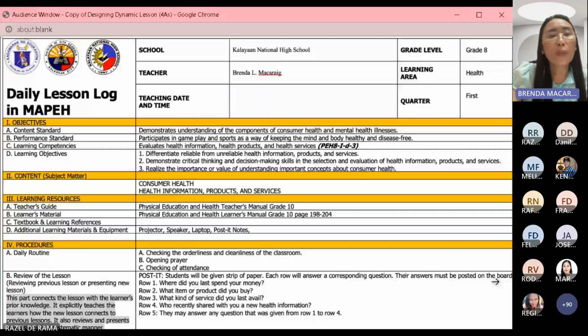Next, we have yung part 4, procedures. So this is all about the daily routine. Okay? So meron tayong daily routine, and then letter B, yung review of the lesson. So reviewing previous lesson or presenting new lesson. So this part connects the lesson with the learner's prior knowledge. It explicitly teaches the learners how the new lesson connects to the previous lessons. It also reviews and presents new lesson in a systematic manner.